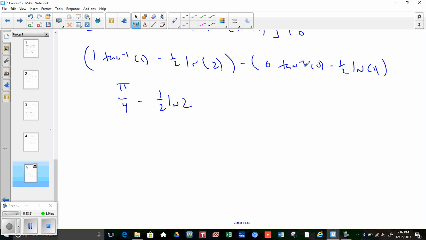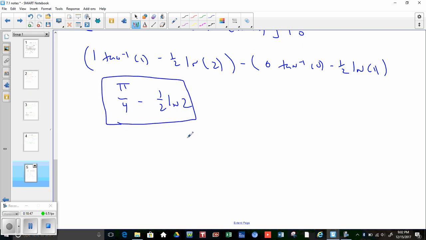0 times inverse tangent of 0, well, inverse tangent of 0 is 0 anyway, but 0 times that would be gone, minus 1/2 the natural log of 1. Hopefully you guys remember this is one you need to know. The natural log of 1 is 0. So all of this right here is 0. So this right here technically is your final answer. And I want to make sure that you understand this is perfectly acceptable.